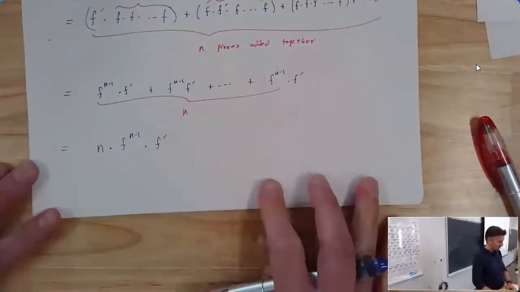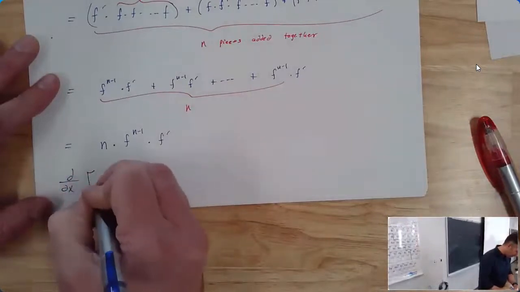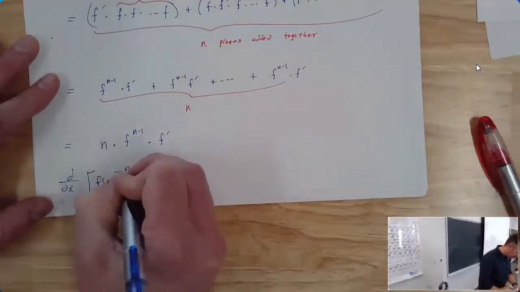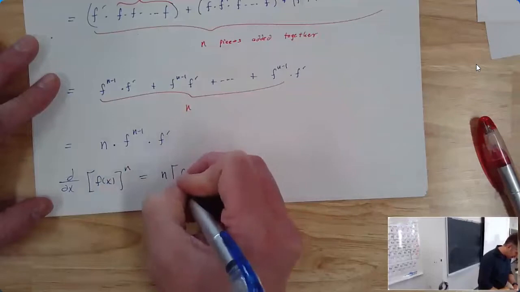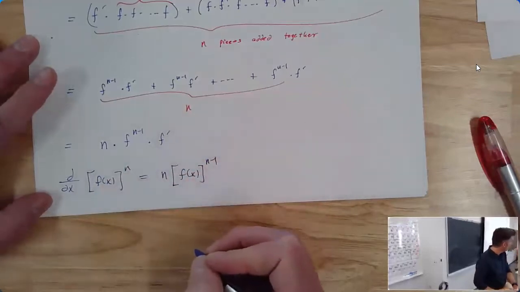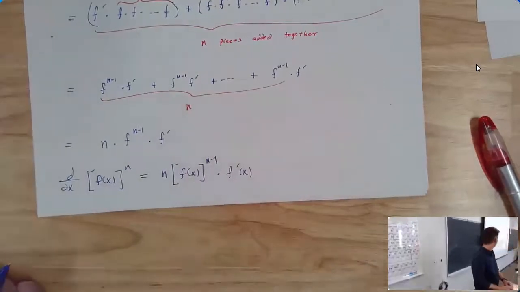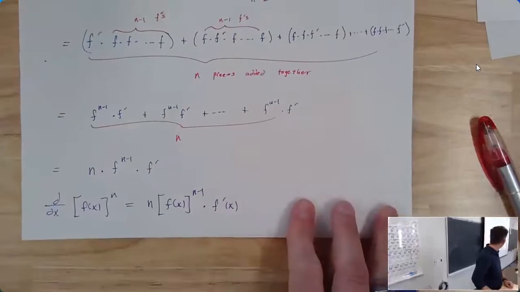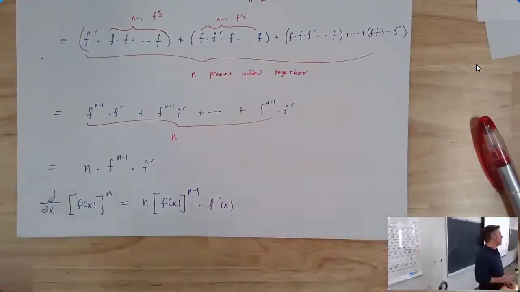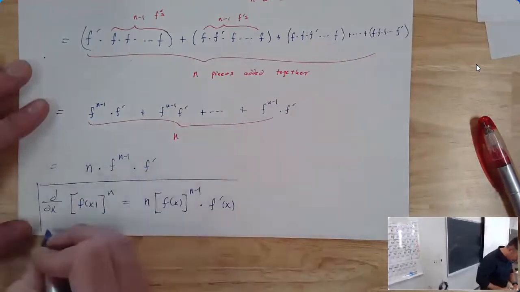Or written in the more functional notation, the derivative of f of x to the nth power is n times f of x to the n minus 1 power, the power rule, times the derivative of the inside stuff. And that is the chain rule version of the power rule. It's both things together at once. We'll talk about the more general version in a bit.